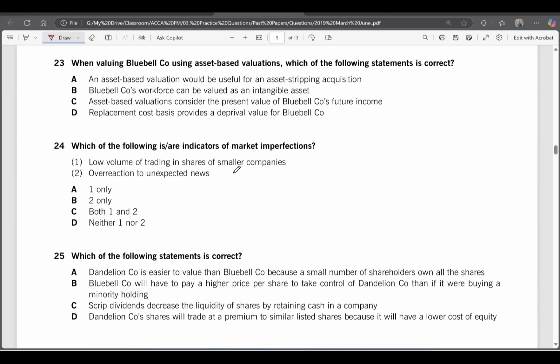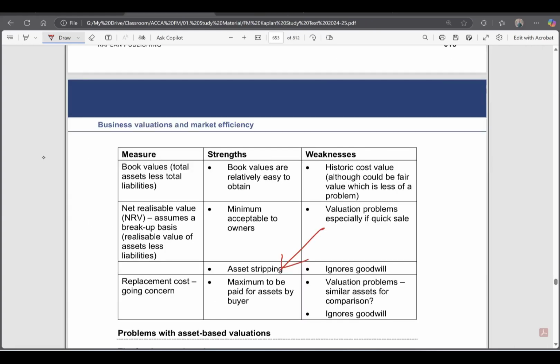Question number 23. When valuing Bluebell Co. using asset-based valuation, which of the following statements is correct? Okay, so just understand the question first. Number one, an asset-based valuation would be useful for an asset stripping acquisition. So what is asset stripping? You have a business in mind. It's maybe your competitor, or it is undervalued. So you are going to buy it and you want to sell its assets one by one, and you want to get the net gain from this. So this is called asset stripping.